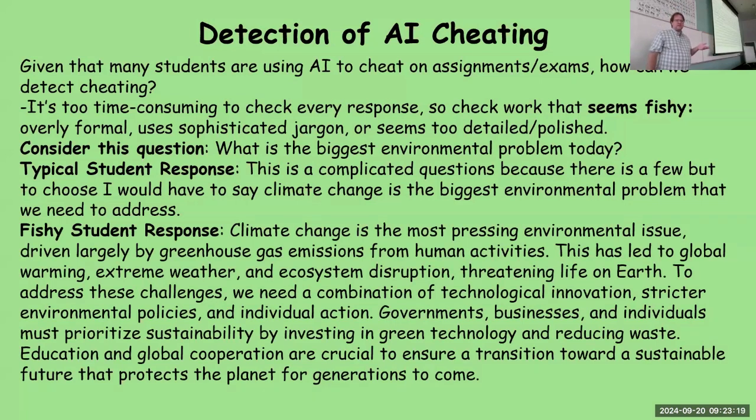Climate change is the most pressing environmental issue, driven largely by greenhouse gas emissions from human activities. This has led to global warming, extreme weather, and ecosystem disruption, threatening life on Earth. This is from a student who is just starting to take environmental biology. They don't know what ecosystems are in almost every case. So them using the term ecosystem disruption makes no sense to me.